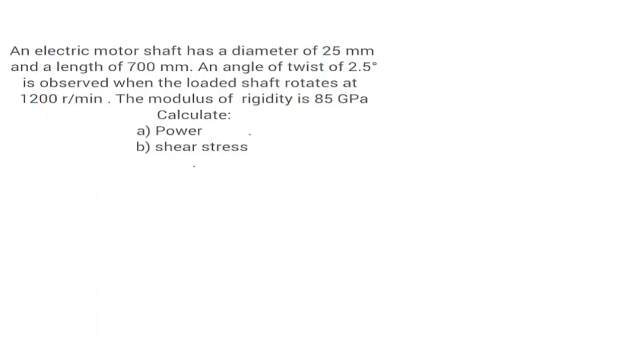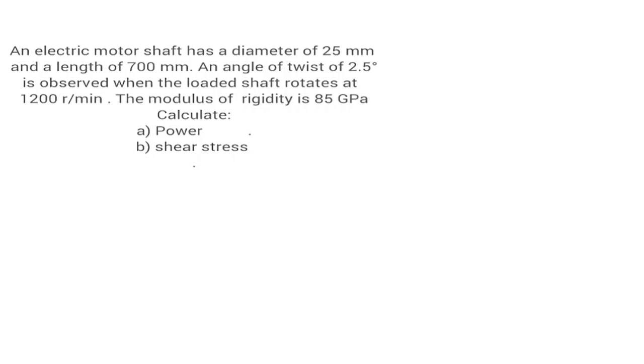In this lesson, we're going to be solving this problem. This problem is under the drive shaft. The problem reads as follows. An electric motor shaft has a diameter of 25 millimeters and a length of 700 millimeters. An angle of twist of 2.5 degrees is observed when the loaded shaft rotates at 1200 revolutions per minute. The modulus of rigidity is 85 GPa. Calculate the power, calculate the shear stress.